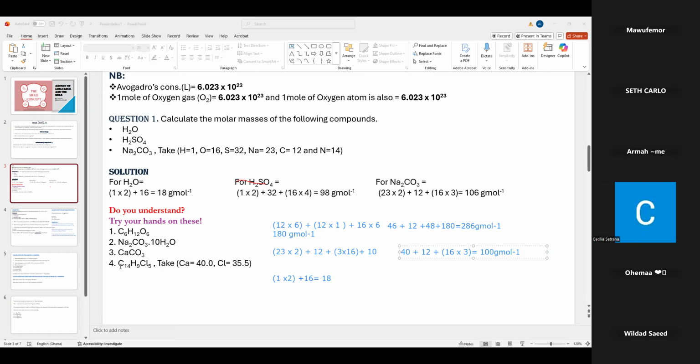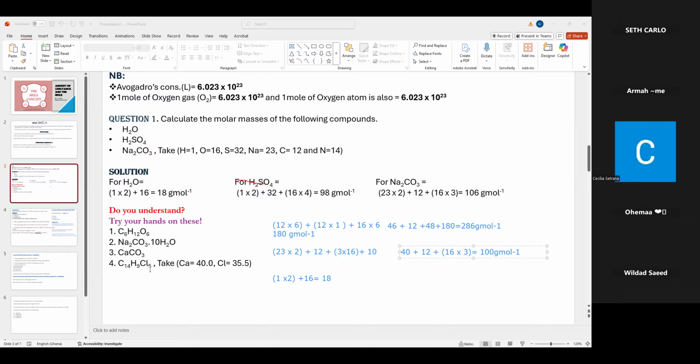Okay. So let's look at the very last question that we have on this. We have C14H9Cl5. So let's do it together, please. Everyone should be on board. C14H9Cl5. The relative atomic mass for Cl has been given in the question, 35.5.